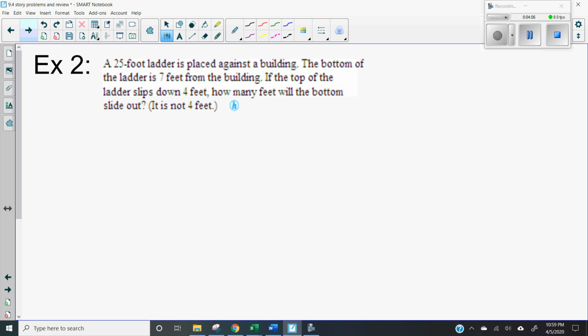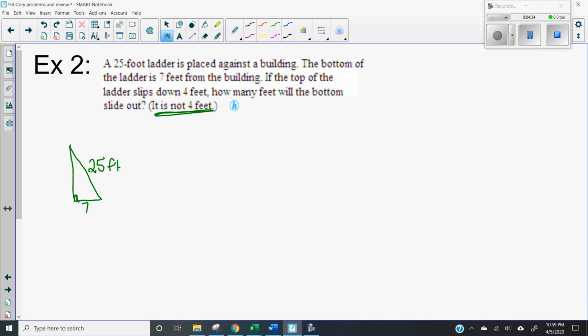And you can see the note right away here. It is not 4 feet. It's tempting to just put 4 as our answer. I'm going to draw what we're working with in the first triangle here. So we've got a 25-foot ladder, so that would be leaning here. It's leaning against the building. It's 7 feet from the bottom. You can assume that the building and the ground are perpendicular to each other.